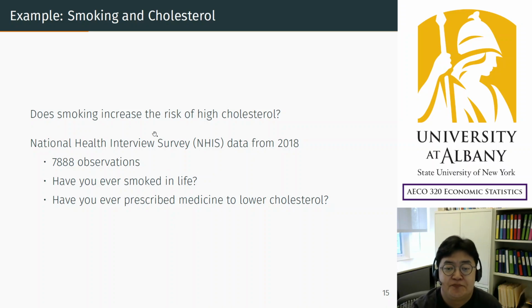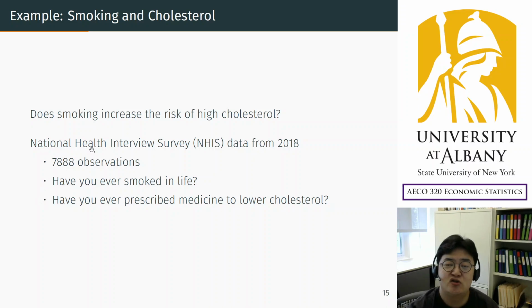So we will think about this research question. Does smoking increase the risk of high cholesterol or not? So basically the question is pretty similar, but we are going to use the real data from the National Health Interview Survey from 2018. We have more than 7,800 observations, and we have two survey questions.